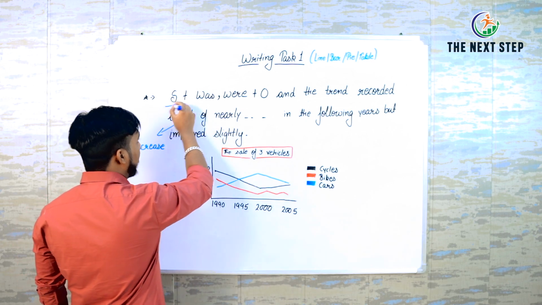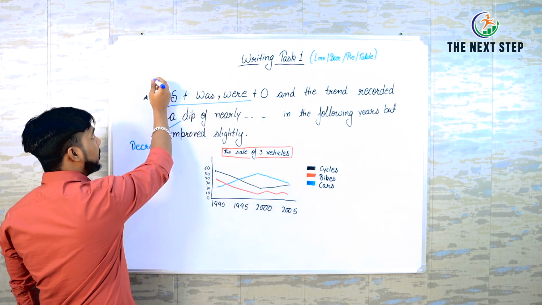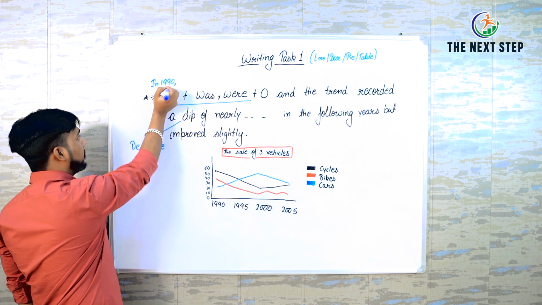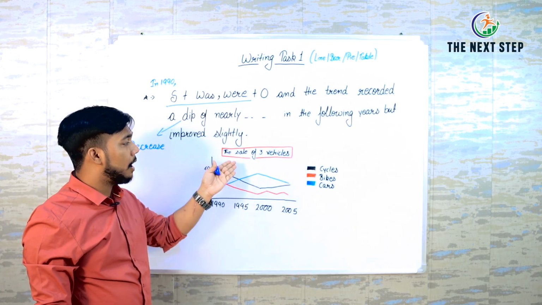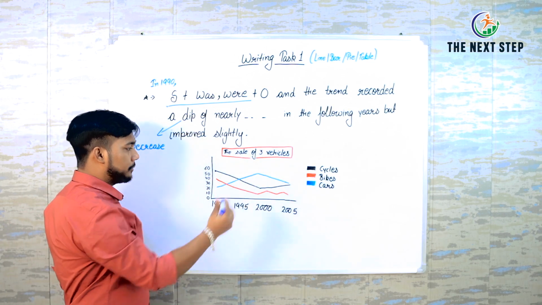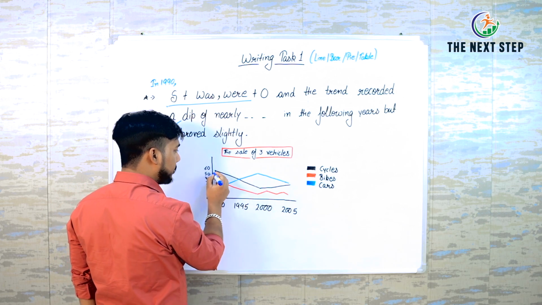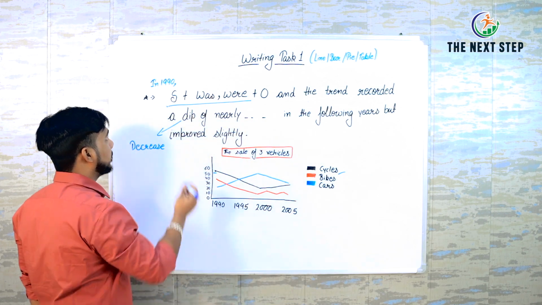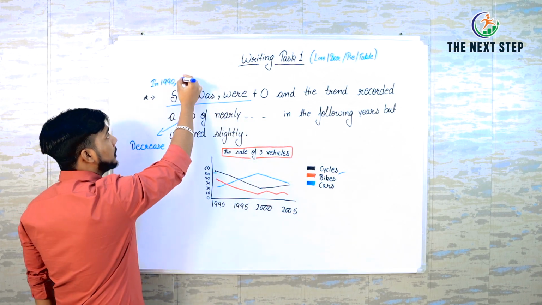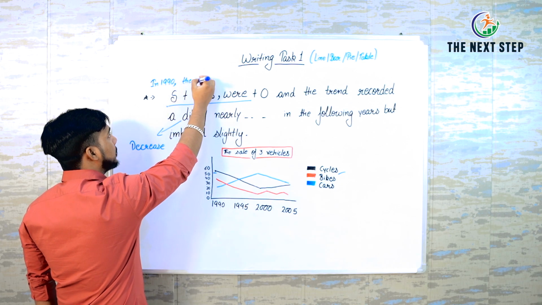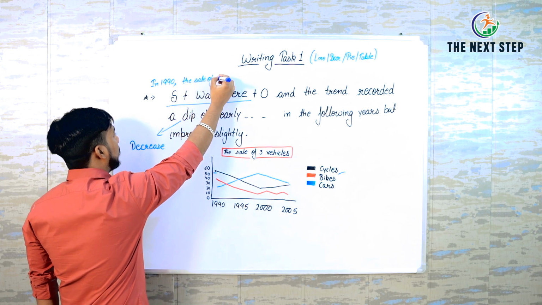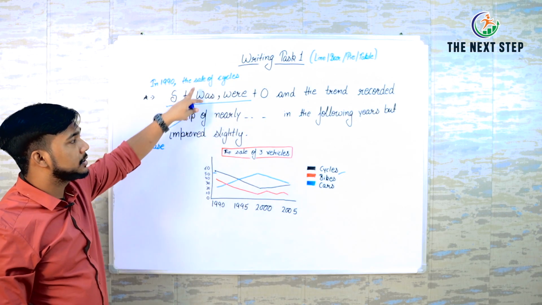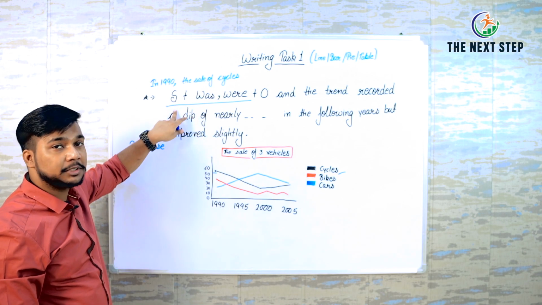So first I need to write my first sentence. In the beginning you can add the year, in 1990. So we are talking here about the sale of 3 vehicles. Let's talk about this first. So here we have the sale of cycles. So I can write here in 1990 the sale of cycles. So the sale of cycles here is my subject.